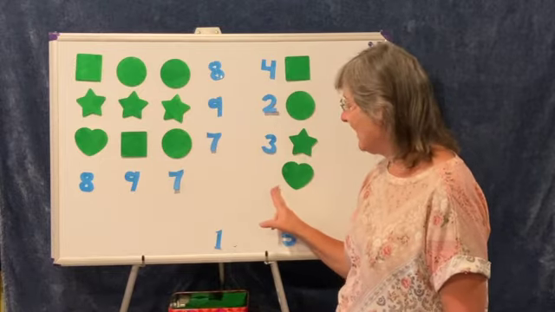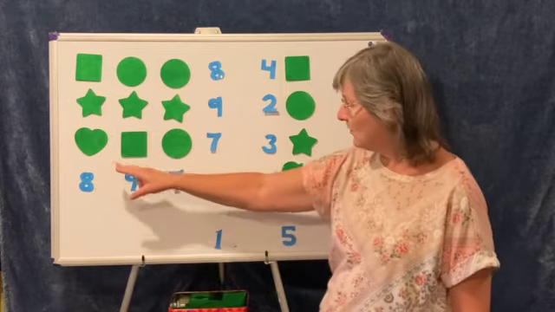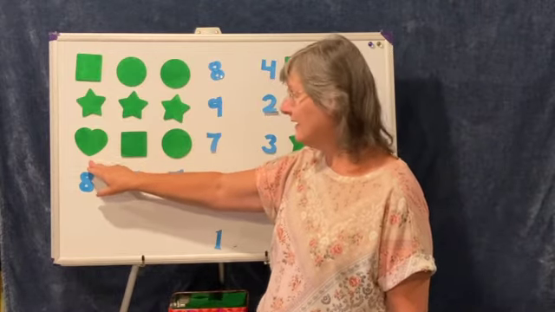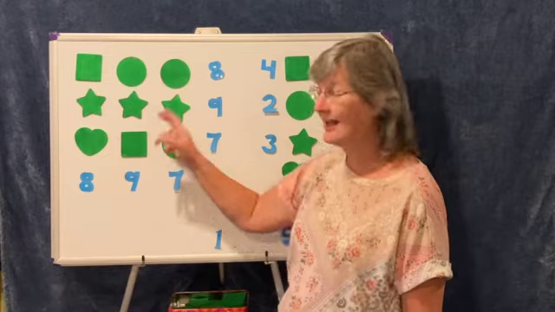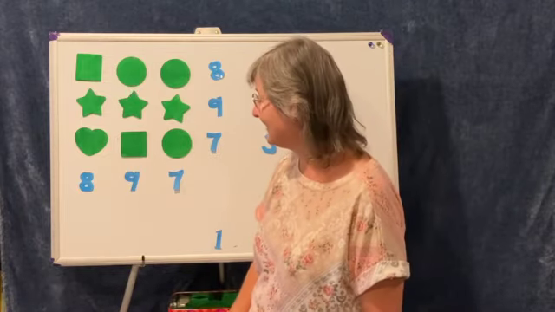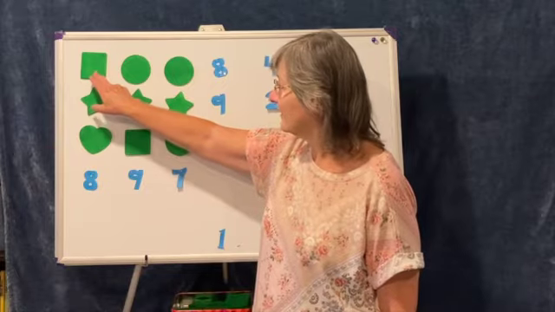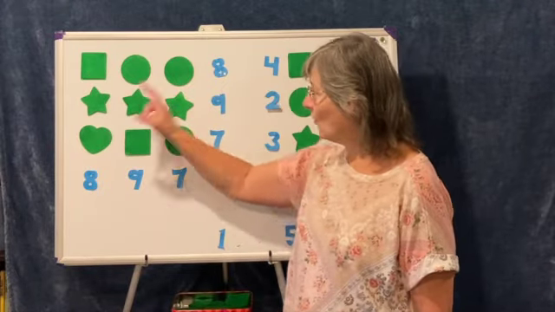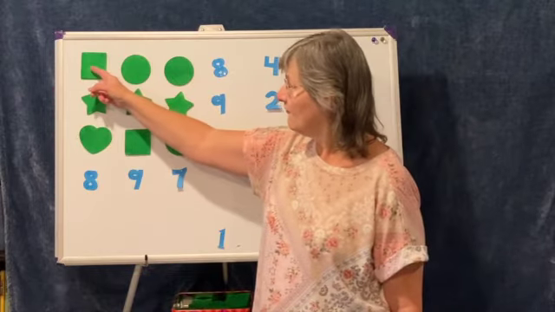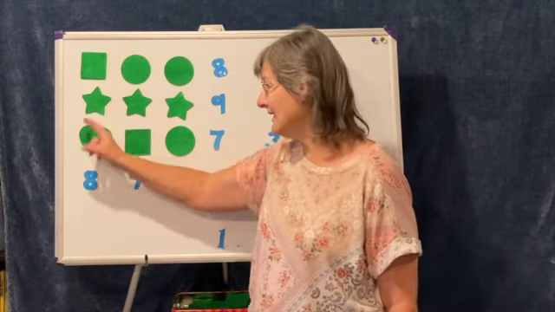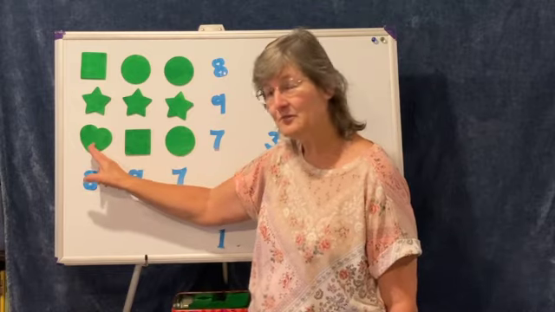All right, all we have left is our heart. And we have one little heart right here. We can use this row or this row, and we're going to actually use both to check our work. Let's start here. This square is equal to 4. And the star is equal to 3. 4 plus 3 is 7. That means that heart must be 1.